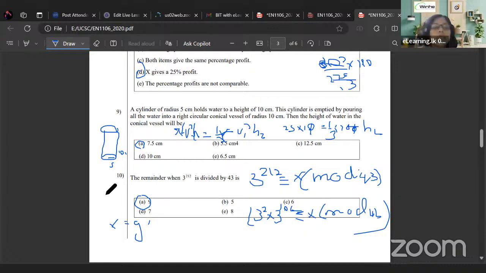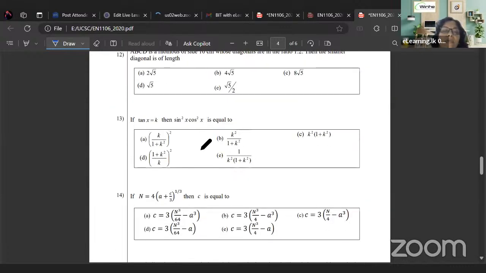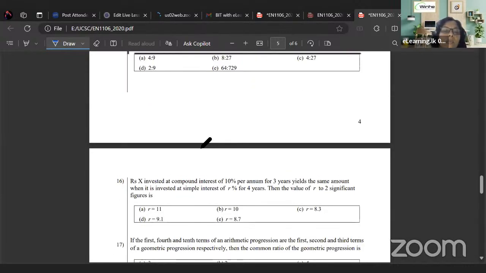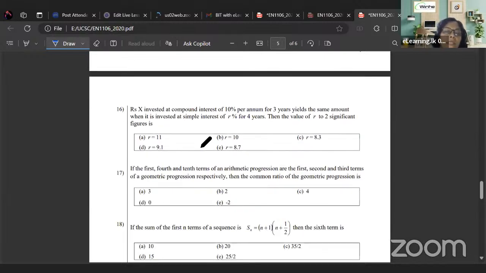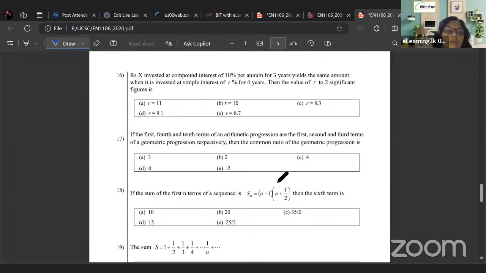Right. Okay. We will stop at this question number 10. We will do the remaining part next Wednesday. Okay? Then the remaining part and another paper. I hope to give you a sample paper before the exam, so you can do it and check your knowledge.